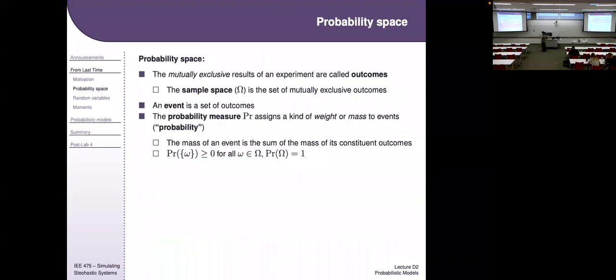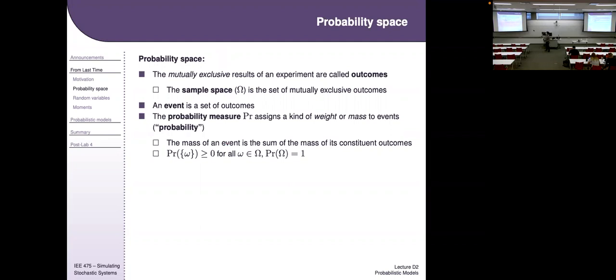And so in order to do that, we talked last time about how we define probability and probability spaces. A probability space has a sample space within it, like this omega, which is a mutually exclusive set of outcomes. An event is a set of those outcomes. So the sample space itself is an event that would always happen with probability 1. The probability measure assigns a weight to events. So basically for any set of outcomes, you can assign a probability to them. And the mass of an event is the sum of the mass of all its constituent sub-events or outcomes.